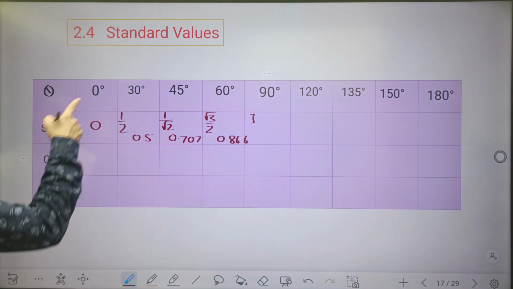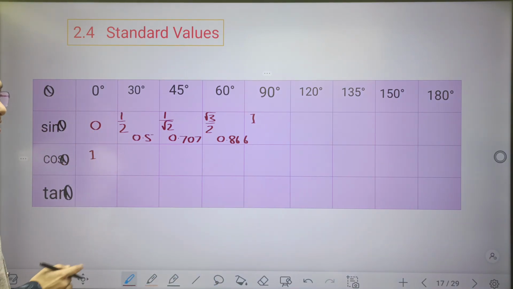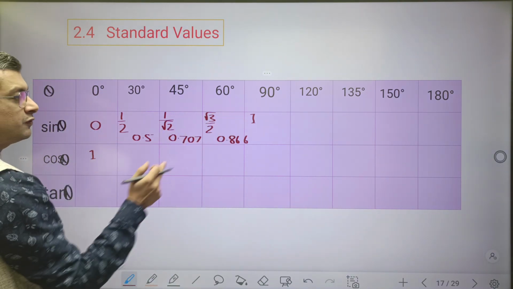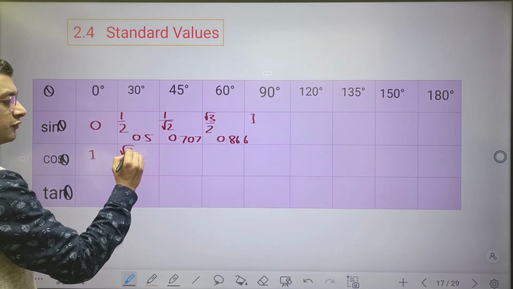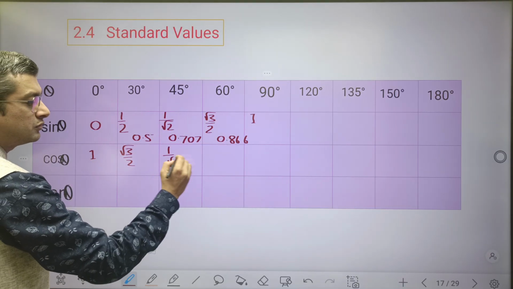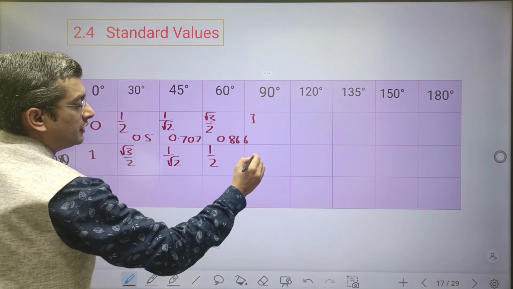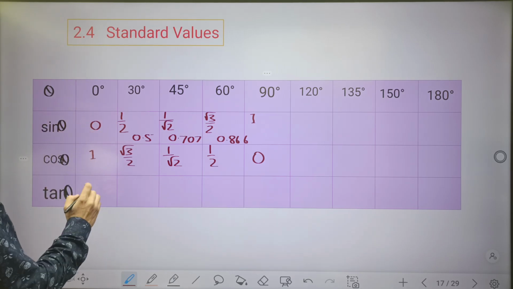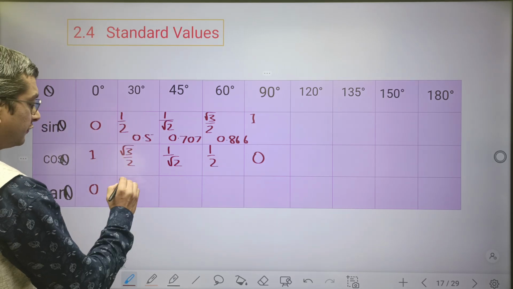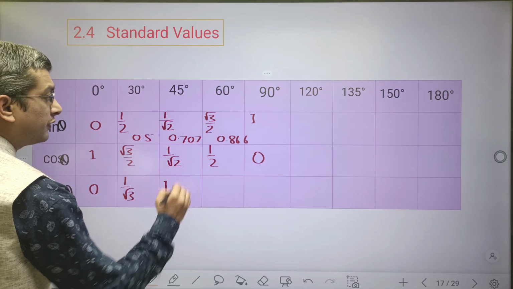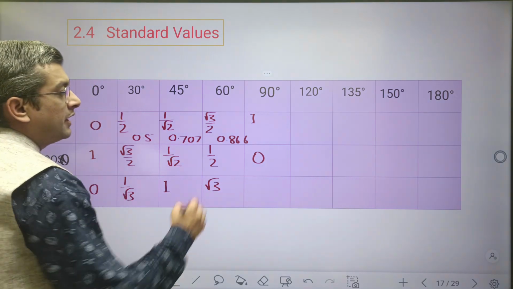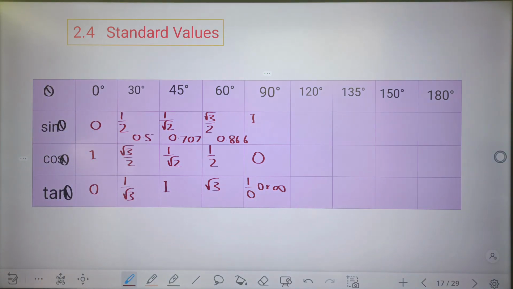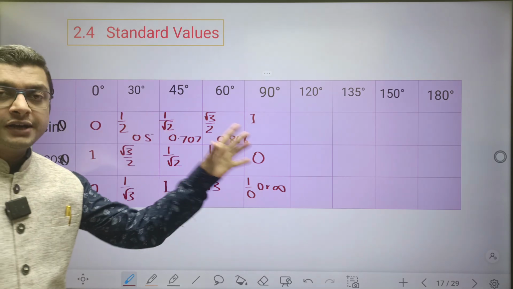Now here cos 0 is 1. Now write these values of cos theta in reverse order. Here it comes 1, then root 3 by 2, then 1 by root 2, then 1 by 2, and finally cos 90 is 0. So tan theta is sin theta by cos theta, so 0 by 1 is 0. Tan 30 is 1 by root 3, tan 45 is 1, tan 60 is root 3, and tan 90 is 1 by 0, or in physics we can take it as infinity, isn't it? So these are the standard values: 0, 30, 45, 60 and 90.